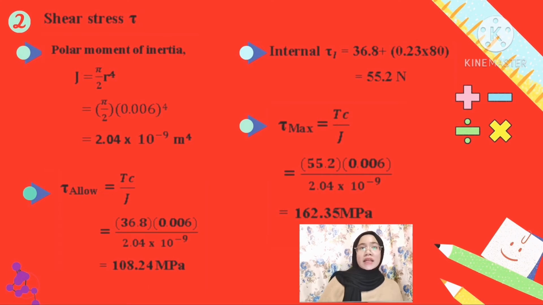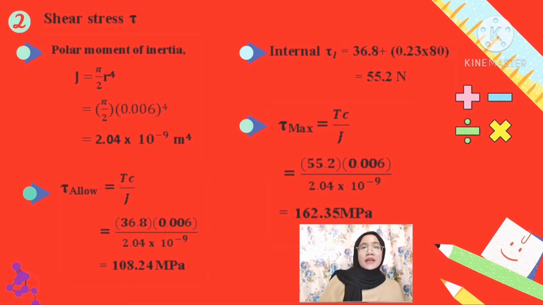And then we find the tau allowed. The formula is T multiplied by C per J. So C is the radius, T is the value that we find from the moment, per J. J is the polar moment of the inertia. So 36.8 multiplied by 0.006 per 2.04 multiplied 10 to the power of negative 9. And then we get 108.24 megapascal.